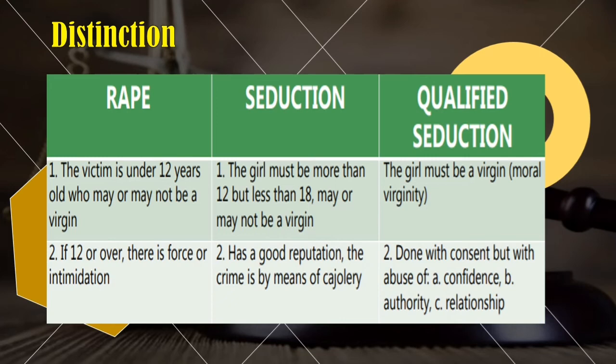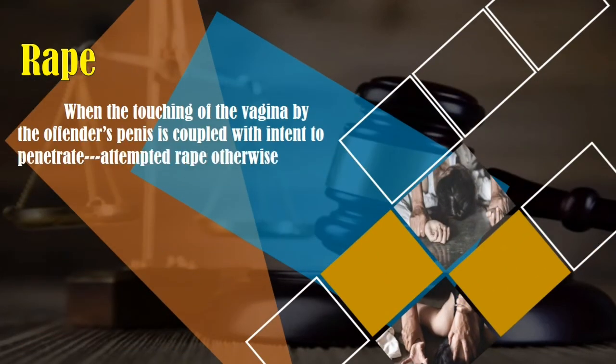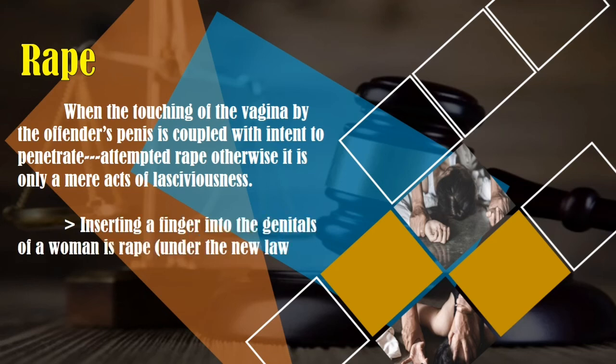So class, please be reminded that when a child is exactly 12 and there is consent, it is neither rape nor seduction, but it is called child abuse. But in the case when the touching of the vagina by the offender's penis is coupled with the intent to penetrate, then it is attempted rape. Otherwise, it is only a mere act of lasciviousness. So now, class, the difference lies in the intent of the perpetrator, deducible from his external acts.